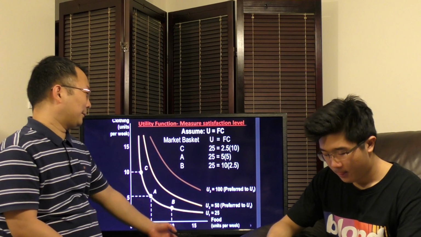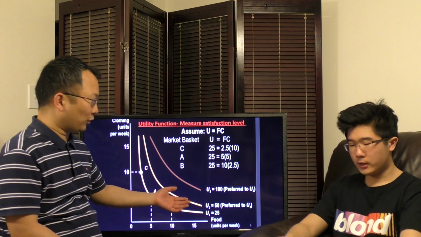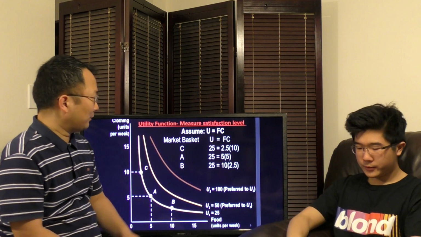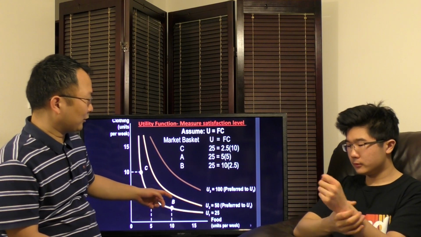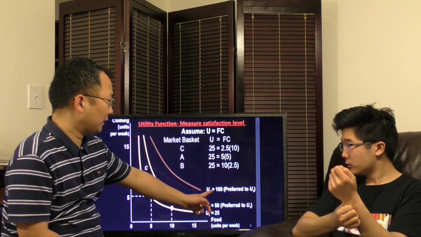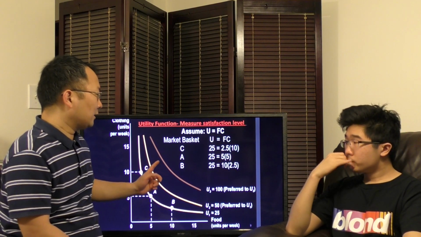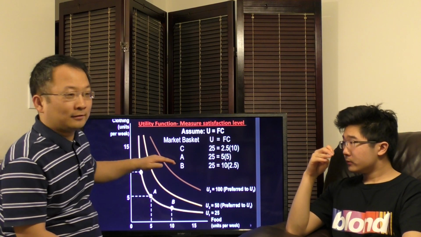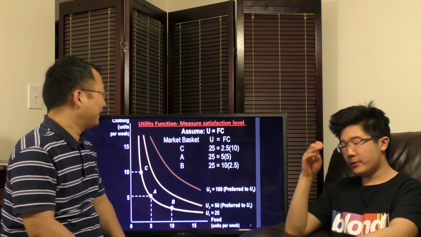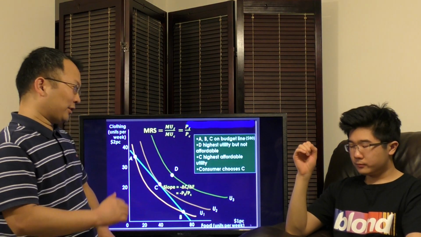Yeah, when you have more budget, of course, you can increase your utilities. Yes. But each of the curves, we call that indifference curve. U1 25, U2 50, and U3 100. And remember, all those indifference curves, they will never cross each other. Yes. Why? Think about it. It's easy. But they won't cross each other.